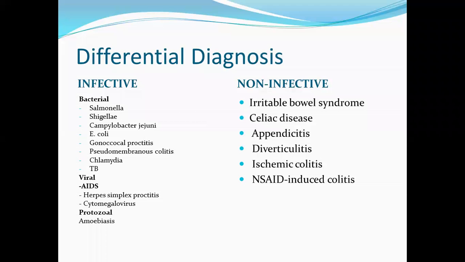When it comes to the non-infective differentials, we have celiac disease, appendicitis, diverticulitis, irritable bowel syndrome, ischemic colitis, and NSAID-induced colitis. Most of these diseases are very close when it comes to the symptoms. So a close history, proper physical examination, and then investigation should help us differentiate one from the other.